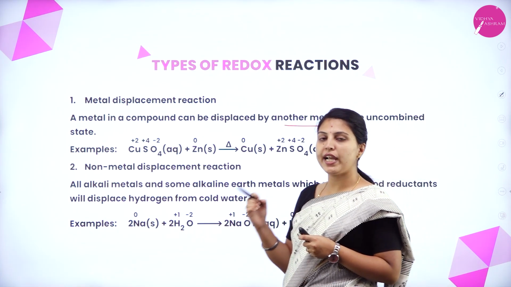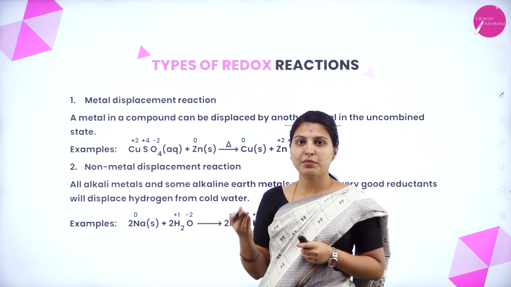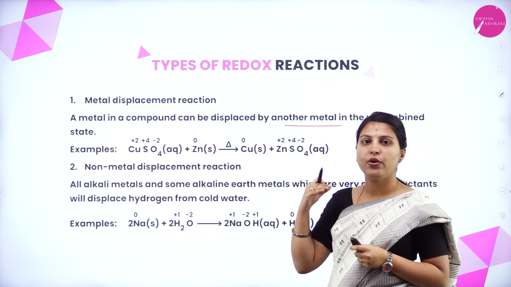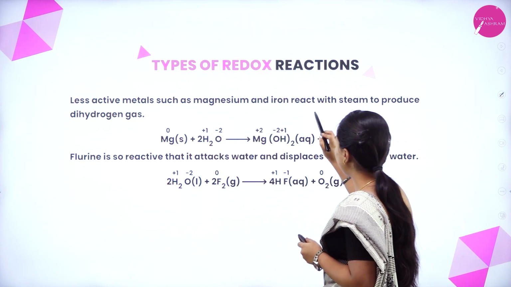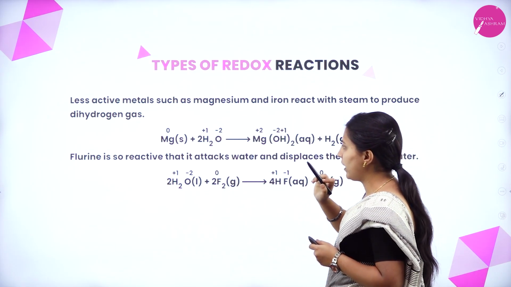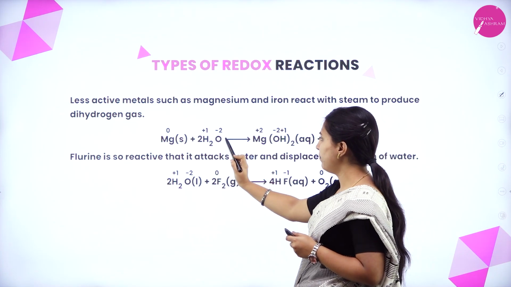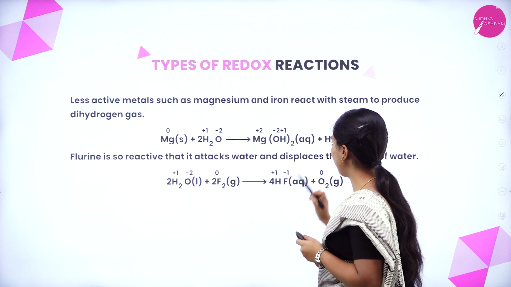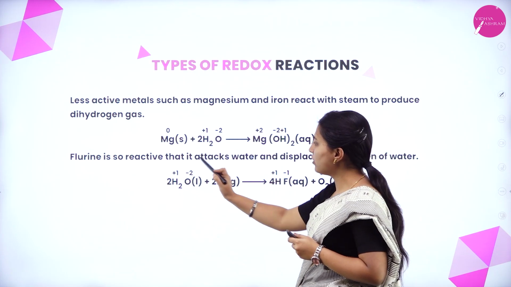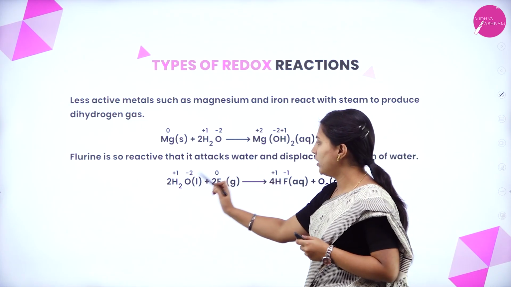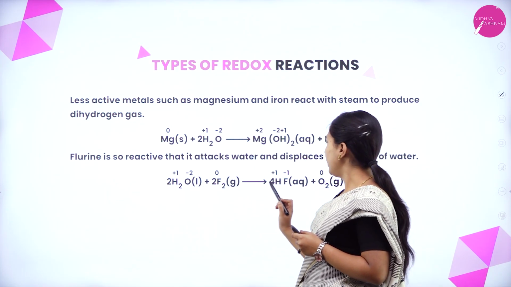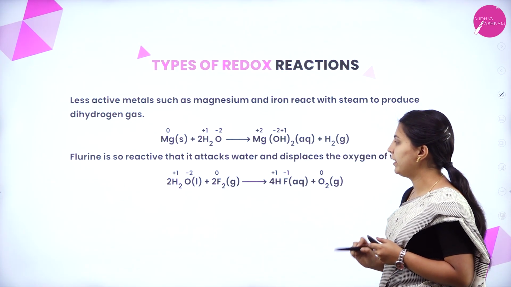All these types of reactions are common reactions, but here they are seen as redox reactions. Less reactive metals such as magnesium and iron react with steam to produce dihydrogen gas. See here, magnesium and water: magnesium hydroxide will form with hydrogen gas. Fluorine is so reactive that it attacks water and displaces the oxygen of water. Here, water with fluorine gives HF, and O2 will be liberated.